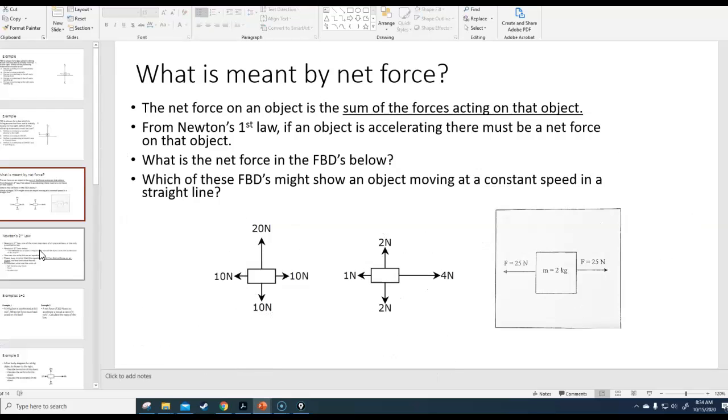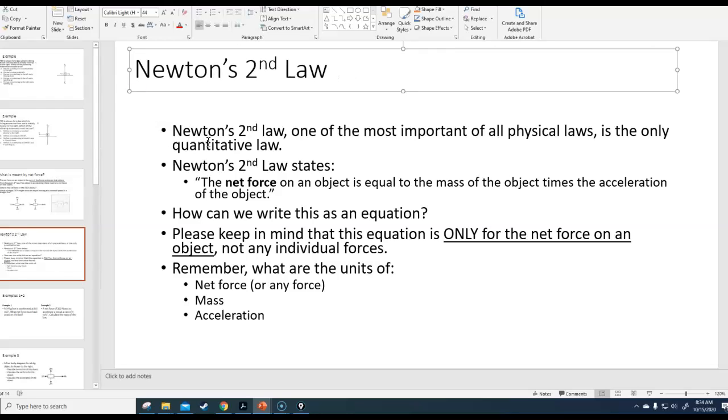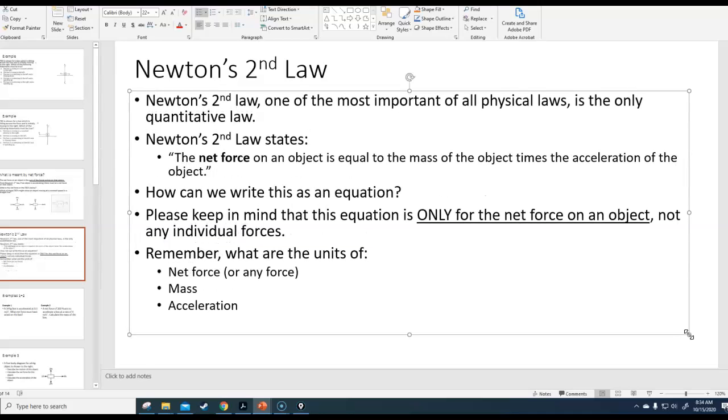Let's briefly talk about Newton's second law, which is probably one of the most important equations in all of physics. This is the only quantitative law that we have. This is the only law that has any equations or calculations with it in this unit. We only have 2 equations in this unit, Newton's second law, and the equation for weight. This is by far the more important of the 2.